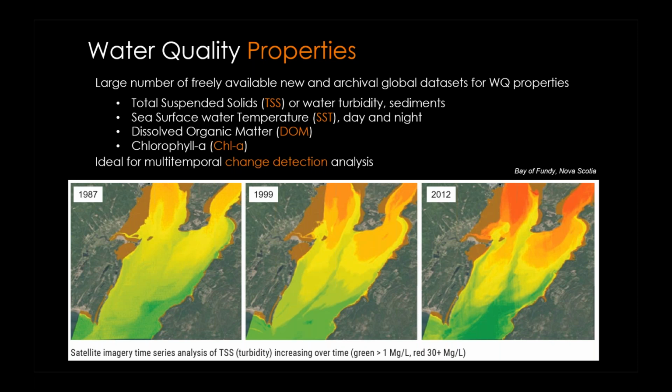Here we're seeing the effects of construction upstream in the Bay of Fundy in Nova Scotia, dating back from 1987. We tracked the sediments, the TSS, I should say, from 1987 to 2012. Any areas in green, we're looking at about 1 milligram per liter. Any areas in red were over 30 milligrams per liter.